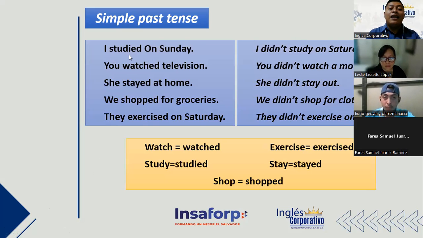Look at this. I studied on Sunday. You watched television. She stayed at home. We shopped for groceries. They exercised on Saturday. Estas son oraciones afirmativas en pasado simple. Solo necesitamos un sujeto, el verbo en pasado y un complemento. That is what we are going to need in this part.